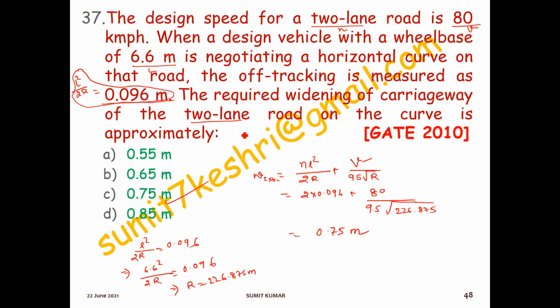Whatever the width of the road is given, add this extra widening, and that will give you the new width of this road at the horizontal curve. Here, since only extra widening is asked, the answer will be 0.75 meter. Option number C is the correct option. This was very simple again.